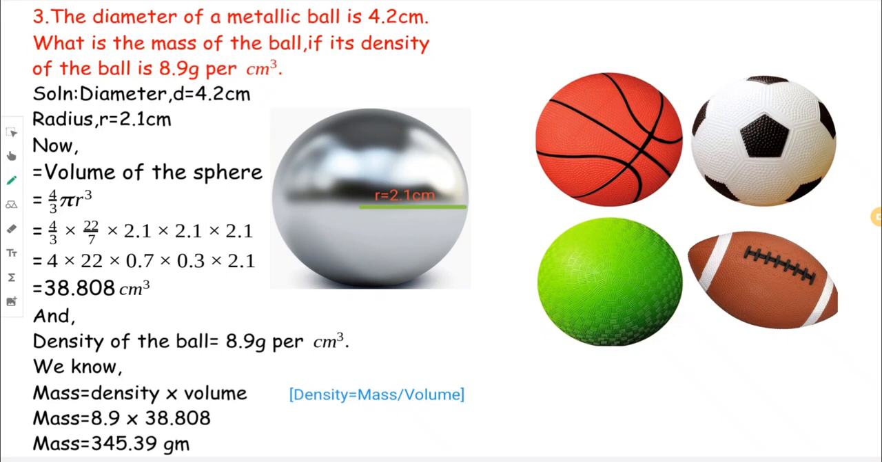Question number 3. The diameter of a metallic ball is 4.2 centimeter. What is the mass of the ball if the density of the ball is 8.9 gram per centimeter cube? So before we get into the question, let us understand mass, density and volume, right? What do they actually mean?